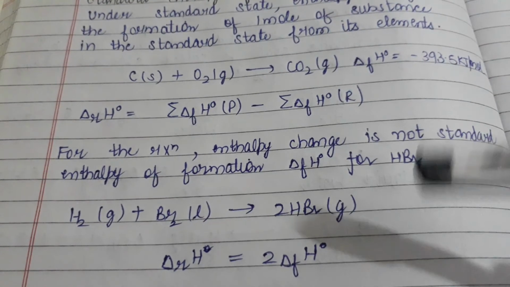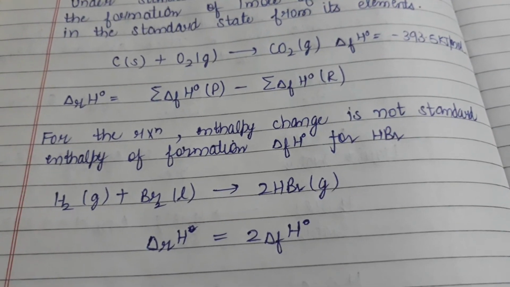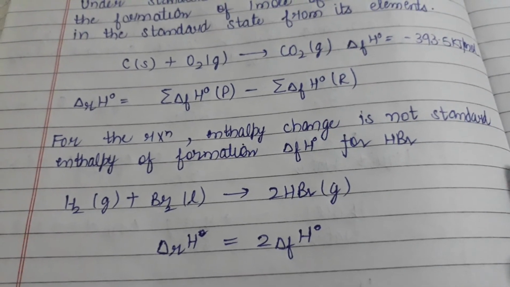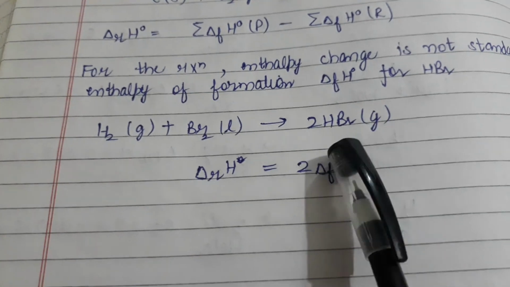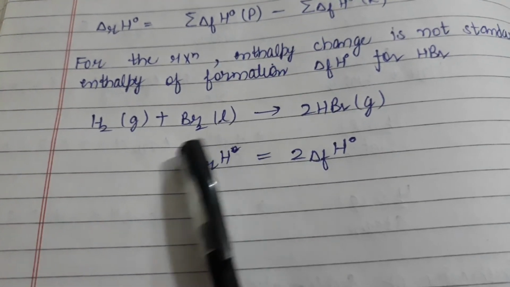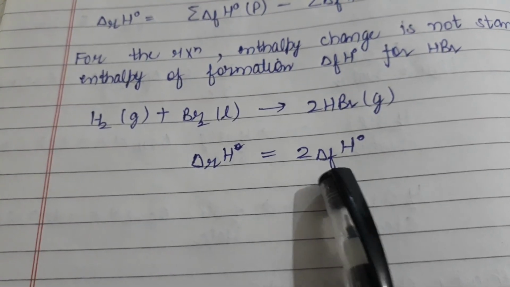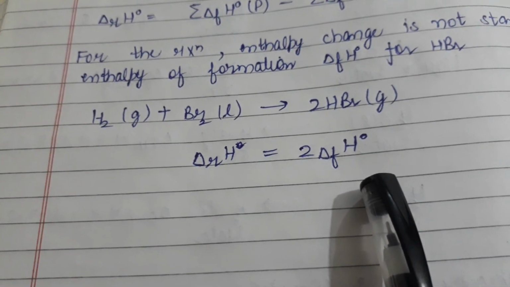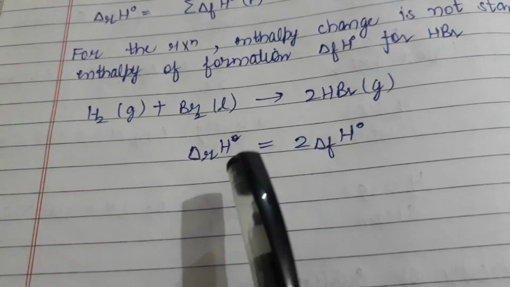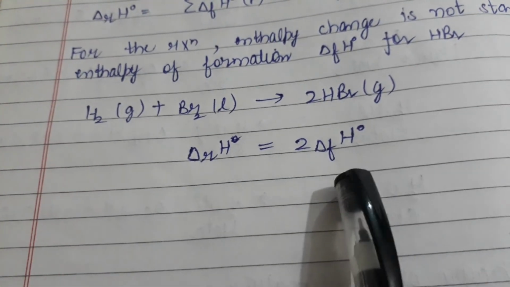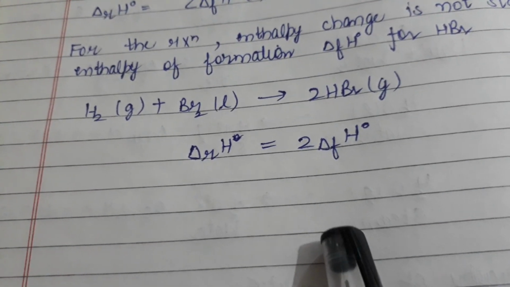For this reaction, the enthalpy change is not standard. Enthalpy of formation for HBr: H2 plus Br2 gives 2 HBr. So the enthalpy of reaction is 2 times the enthalpy of formation. And when we multiply by 1 by 2, then the enthalpy of reaction is directly equal to the enthalpy of formation.